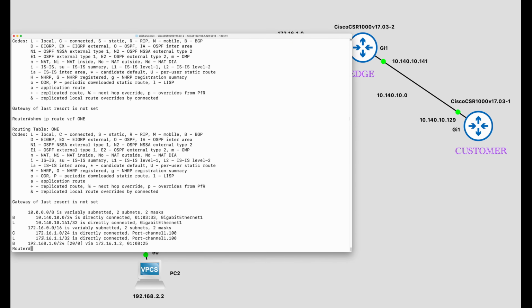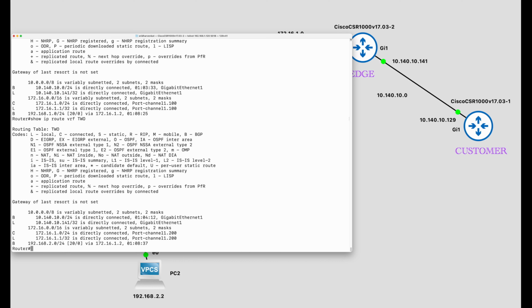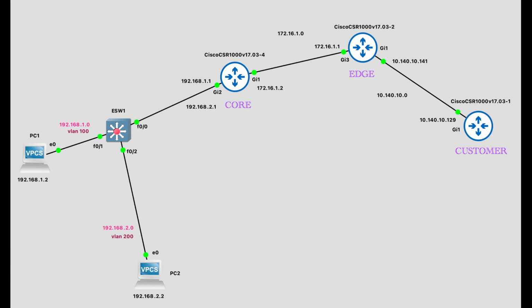So this router acts like a bridge between the VLAN 100 network 192.168.1.0 all the way to the 10.140.10.0 network. Similarly, for the other VRF, same thing. Here 192.168.2.0 got imported from the VLAN 200 network through the core router, and the 10.140.10.0 got BGP'd from the customer router. And now finally let's look at the routing table of the customer.